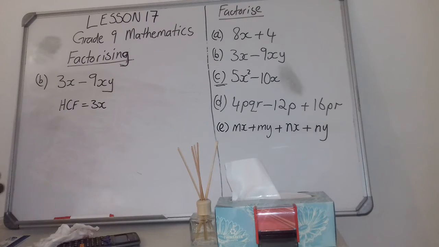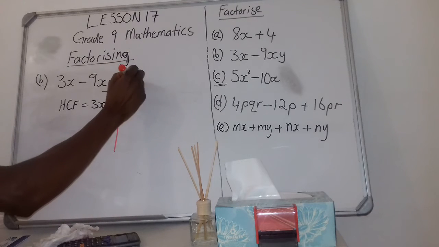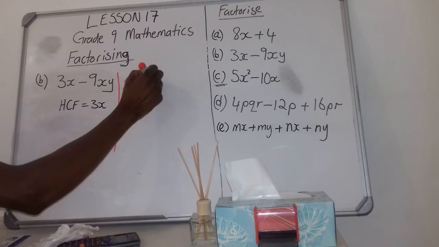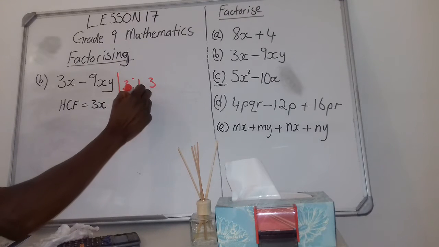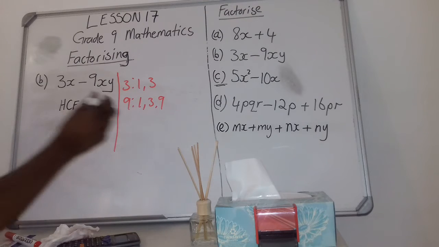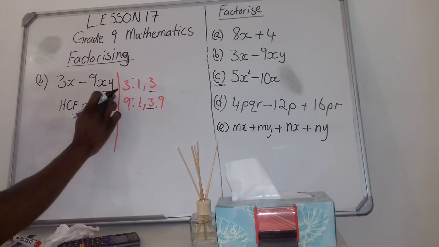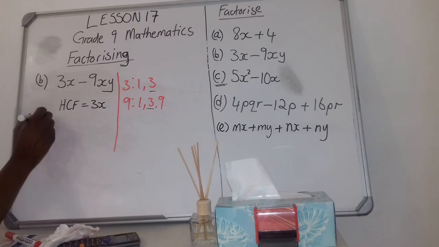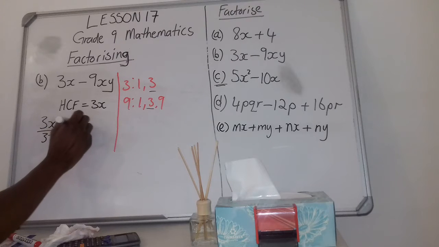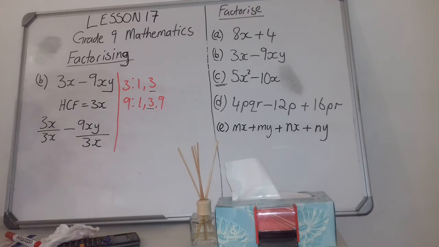Or otherwise, you can also use the old trick and list all the factors of 3, which are 1 and 3, and the factors of 9, 1, 3, and 9 itself. So as you can see, the highest common factor is 3. So we divide each term by our highest common factor, 3x divided by 3x minus 9xy divided by 3x.